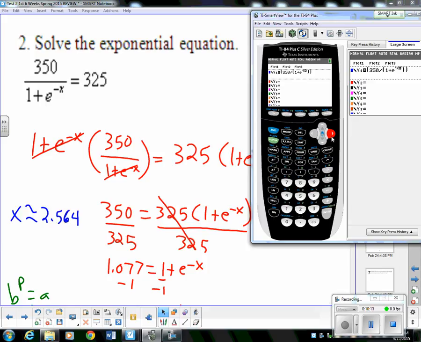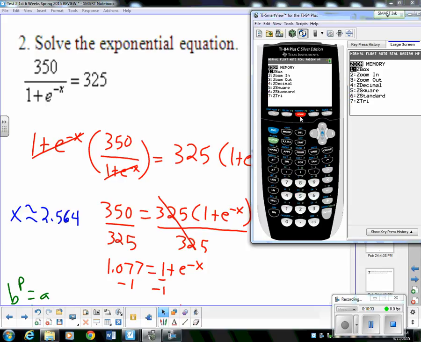On my calculator, I want to put 350 divided by 1 plus e to the negative x, all in parentheses. And then I want to subtract 325 from that. Now, the reason I want to do this is if I want to find x, all I need to do is now find the x-intercept.